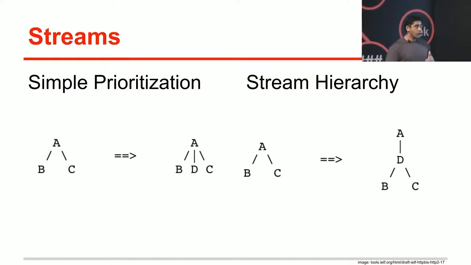Or let's say in the second example where you introduce stream D, and all of a sudden you want B and C to depend on D, and then D depends on A. So you can have this sort of hierarchical priority and stream hierarchy set here. Let's say for some reason D vanished or got killed, then B and C will not be orphaned. They'll immediately become the children of stream A.